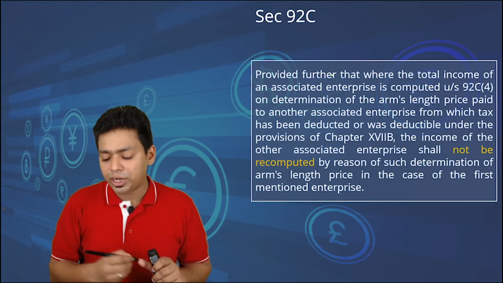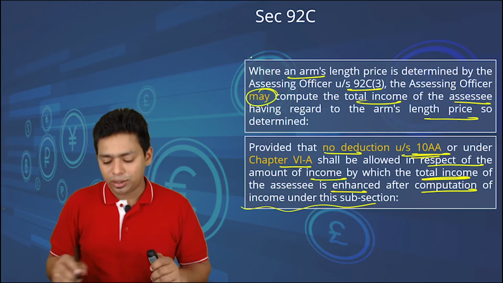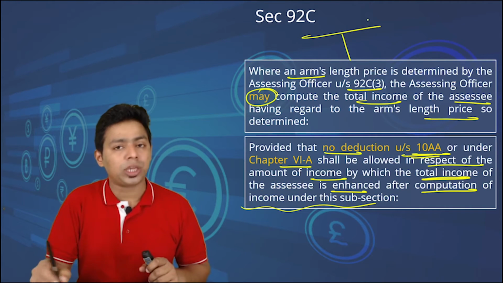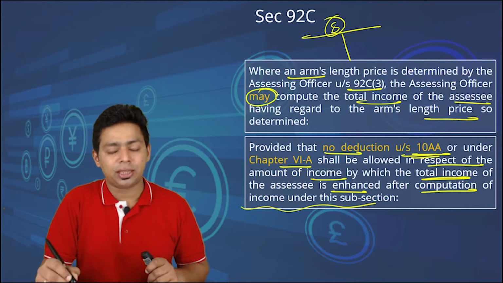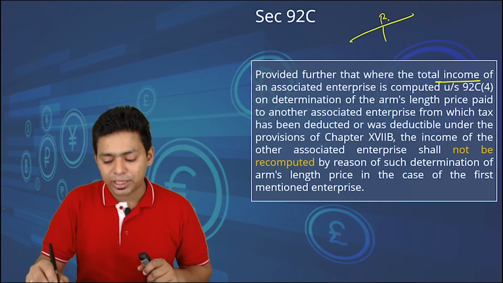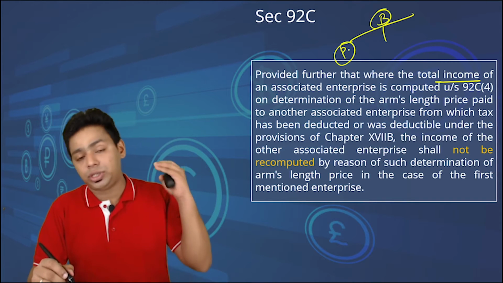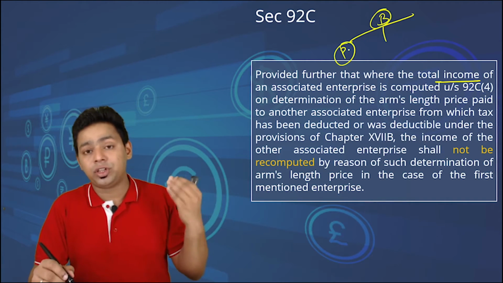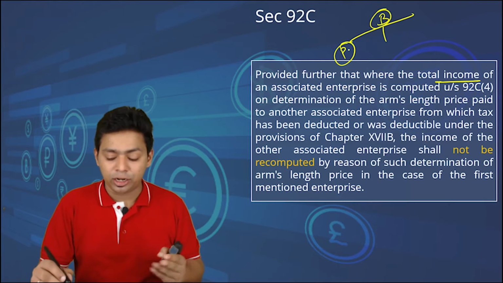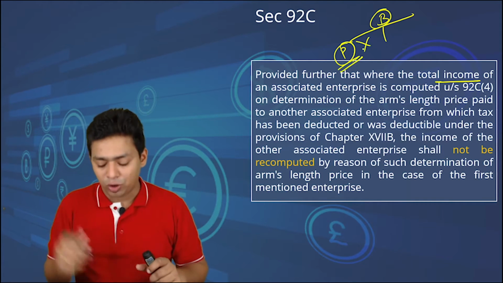Okay, next. Provided further that where total income of the associate enterprise, now this is for the assessee in whose books of account, this is for the seller from my example. These two points are for the seller. Now this is for the buyer. The buyer is saying, okay, you should also change my purchase price because you have changed the selling price at which the goods were sold by my associate enterprise. You should also increase my purchase price. No sir, your purchase price will not be revised.